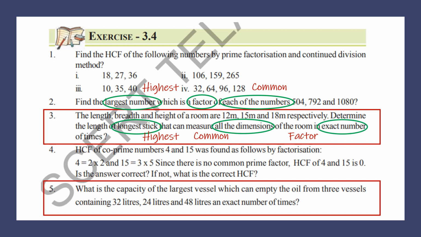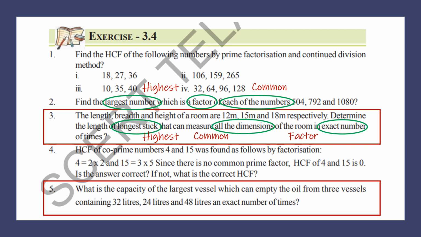Again, I will send a separate picture to tell you what the problem means. What is the capacity of the largest vessel which can empty the oil from 3 vessels containing 32 liters, 24 liters and 48 liters an exact number of times? Can you try finding out the keywords? First, read the problem, try to understand. There are some difficult words in here, so try looking them up in the dictionary.